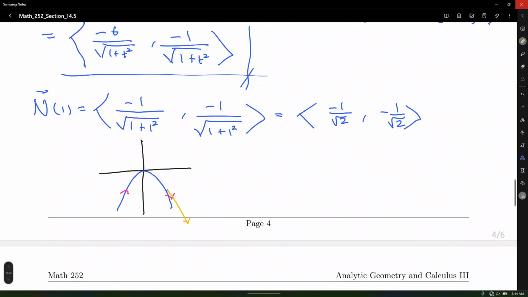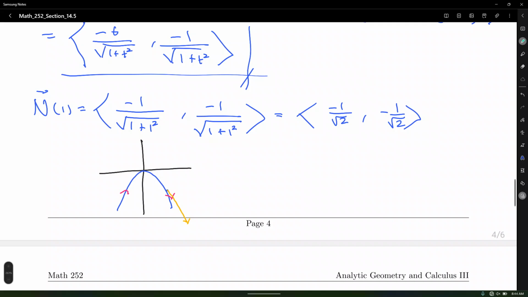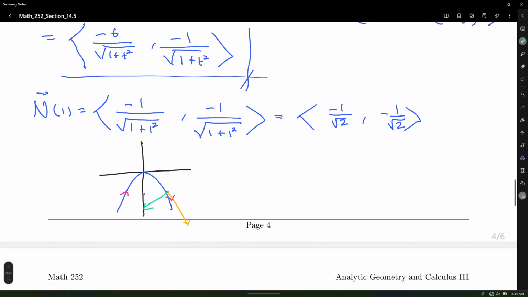Now, what are the components of the unit normal vector? From the geometric point of view, the unit normal vector should point in the direction of the concave side of the parabola. That is, in this direction, right? How does that make sense with the result we just obtained? Look at the signs of the components of the unit normal vector when t equals 1. That's negative and then negative. Does that look about right? It should.